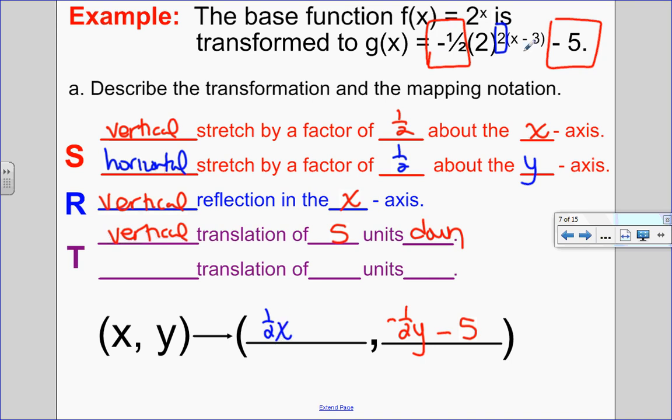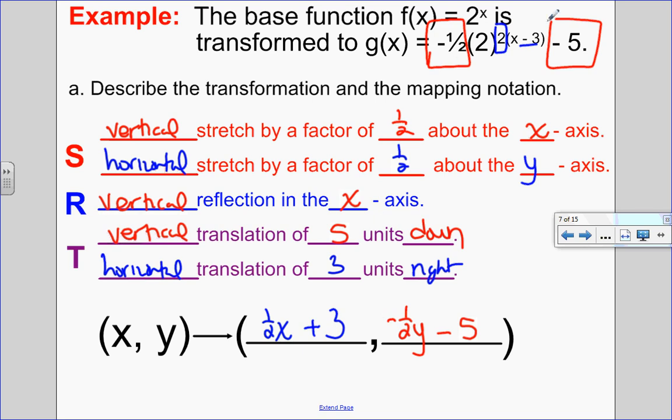Okay, and then I have this -3. So because horizontal lies, that's not left 3, that's actually 3 right. So I have a horizontal translation of 3 units to the right. So I would just add on 3 to all of my x values. So there I have the description and also the mapping notation.